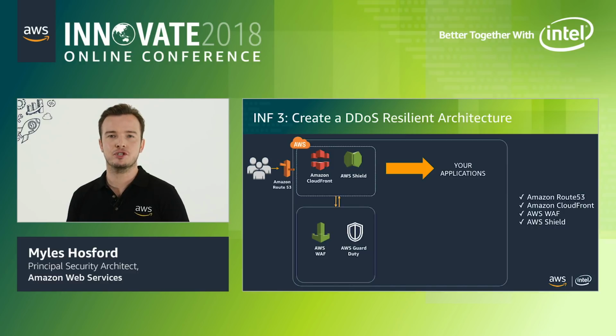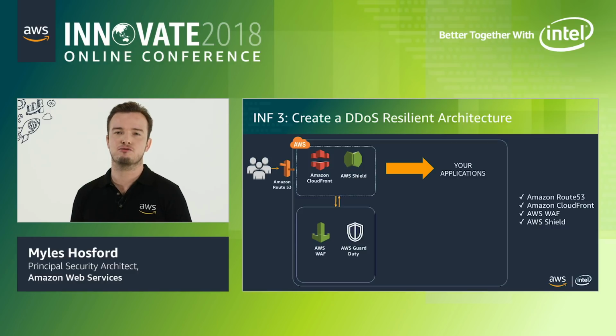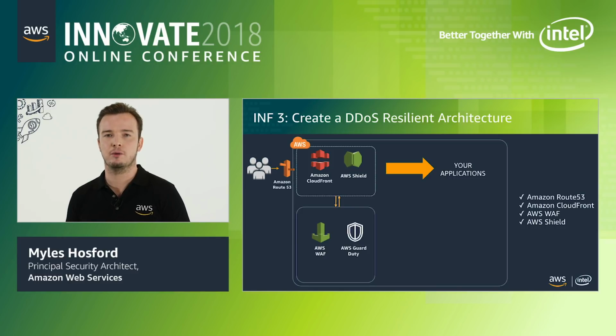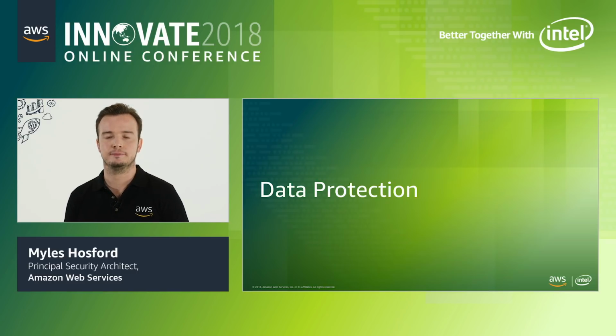Finally, AWS Shield is a managed DDoS protection service that safeguards applications running on AWS. AWS Shield provides always-on detection and automatic inline mitigations that minimize application downtime and latency, so there is no need to engage AWS support to benefit from DDoS protection.